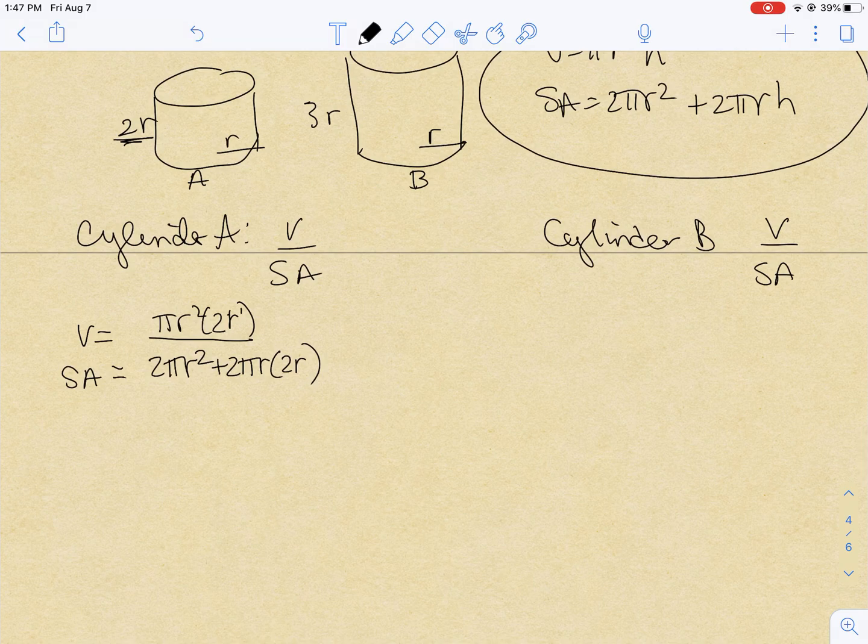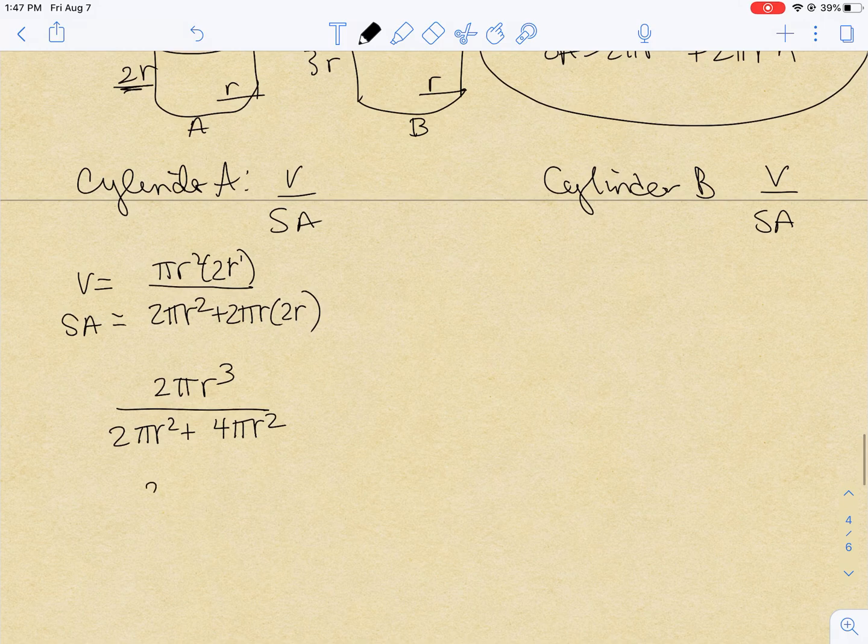So remember, when you're multiplying like bases, the rule is you add exponents. So the numerator would become 2 pi r cubed. The denominator, we can simplify the second part over here to 4 pi r squared. 2 pi r squared and 4 pi r squared, those are like terms. So we can combine those to 6 pi r squared.